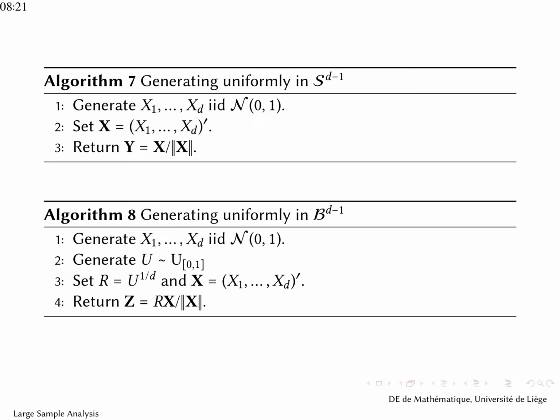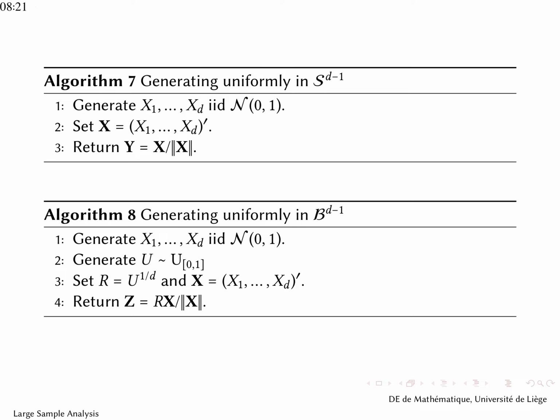The second algorithm will allow us to generate inside a d-dimensional hyperball. So basically what we are lacking is a radius which is different from 1. Algorithm 7 allowed us to generate on the unit hypersphere, so all of the points that we generate this way have a radius equal to 1. And now we want to fill up this sphere. We want to get to a unit hyperball. So what we are lacking is a random variable which corresponds to the radius between 0 and 1.